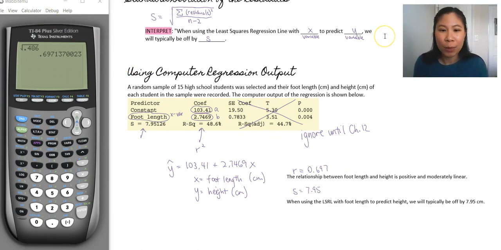And then the last piece of information that we had was that the standard deviation of the residuals, S, was 7.95. If we were to interpret that in context of this problem, we would say that when we're using the least squares regression line with foot length to predict height, we will typically be off by 7.95 centimeters, because that's the unit that we were using to measure everything here.